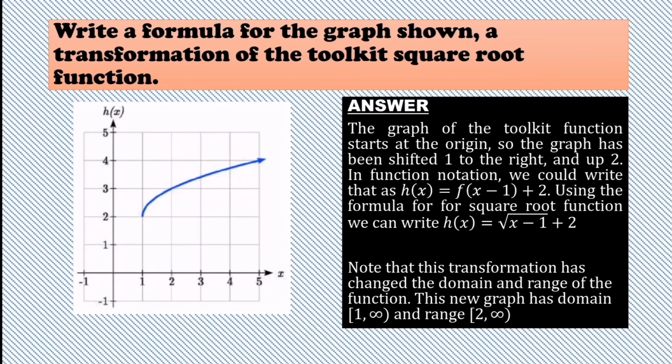Write a formula for the graph shown, a transformation of the toolkit square root function. So the answer is the graph of the toolkit function starts at the origin. So the graph has been shifted 1 to the right and up 2. In function notation, we could write that as h(x) equals f(x minus 1) plus 2. Using the formula for the square root function, we can write h(x) equals square root of (x minus 1) plus 2.